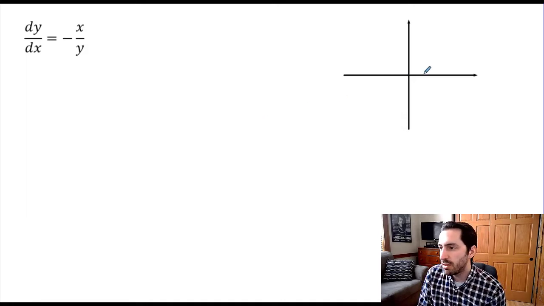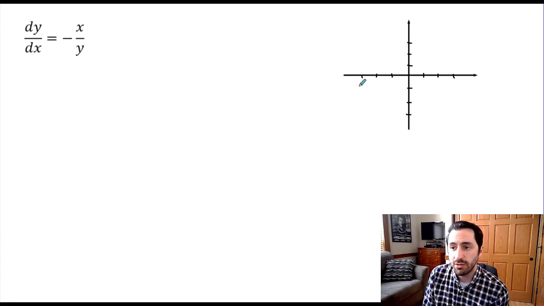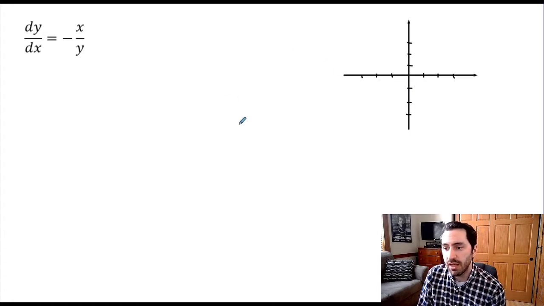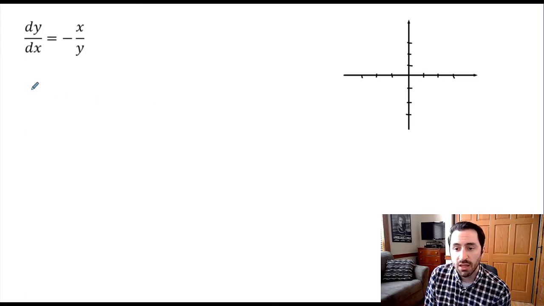So I'm thinking let's just do +3 and -3 in both the x and the y direction. And then at each of these points, we're going to use a little line segment to represent what the slope of the tangent line would be at that point. One thing that can really help out is maybe using a little chart to keep us organized. So we have our x and our y value, and then we're going to do dy over dx, which we'll evaluate using the differential equation.